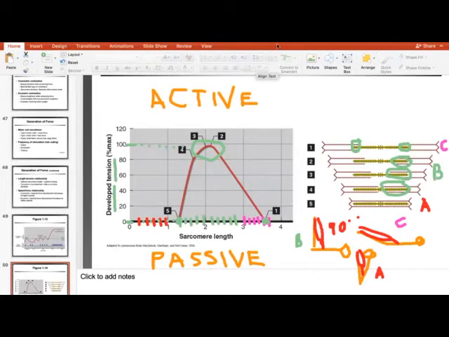Actually, I'm going to stop the screen share for a second because this graph is a little bit difficult to understand.